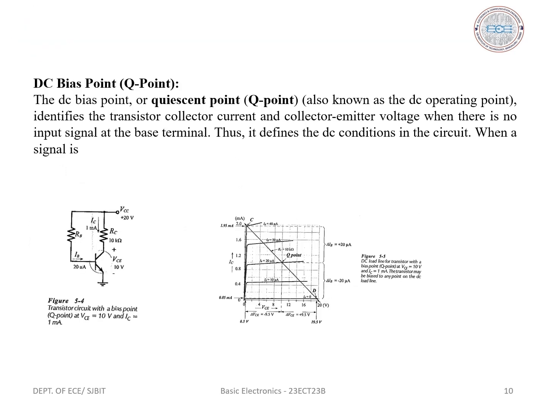Next, Q point or DC operating point. The term quiescent point means still or inactive. It is a point on the DC load line which identifies the transistor collector current IC and collector emitter voltage VCE when there is no input or signal at the base terminal. The DC load line is a set of infinite number of such operating points, and the user or designer can choose any point on the DC load line as the operating point. The position of the operating point on the load line is dependent on the application of the transistor.